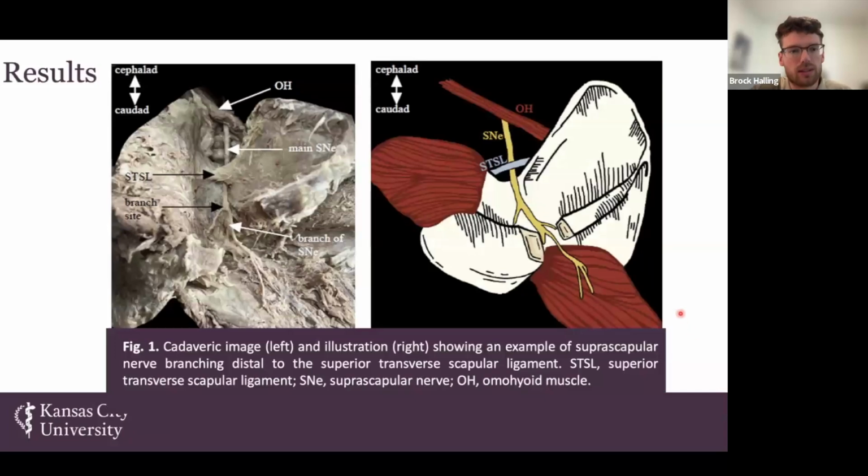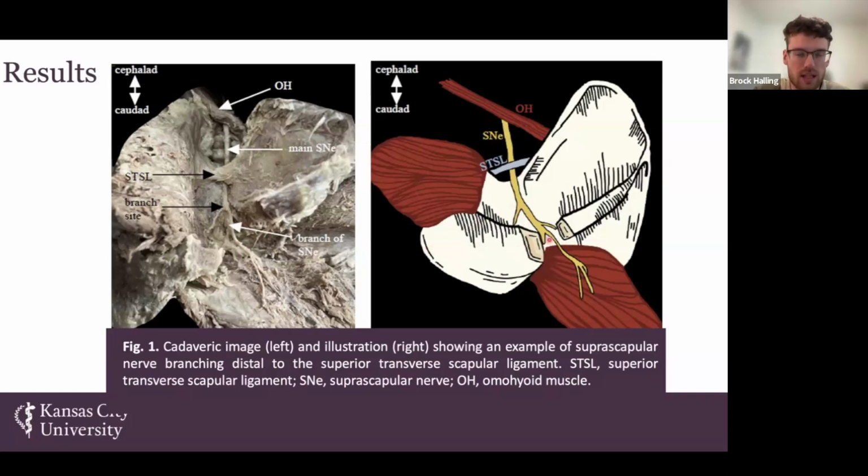So getting into our results. Here's some figures to help visualize our findings. So first off, just to orient yourselves, this is a left scapula. Here's the spine of the scapula. Here's supraspinous fossa. Here's infraspinous fossa. This is supraspinatus reflected from medial to lateral, as well as infraspinatus reflected. So as you can see, the nerve travels here, passes under the ligament, and branches distally to the ligament and the notch.